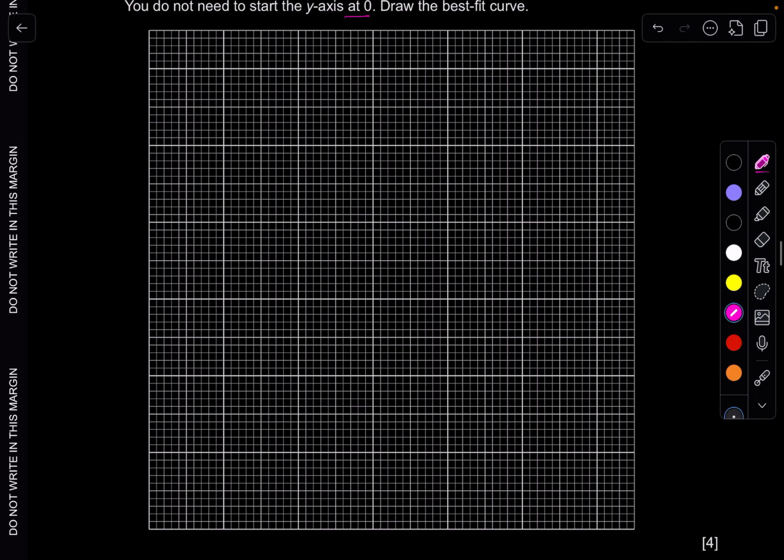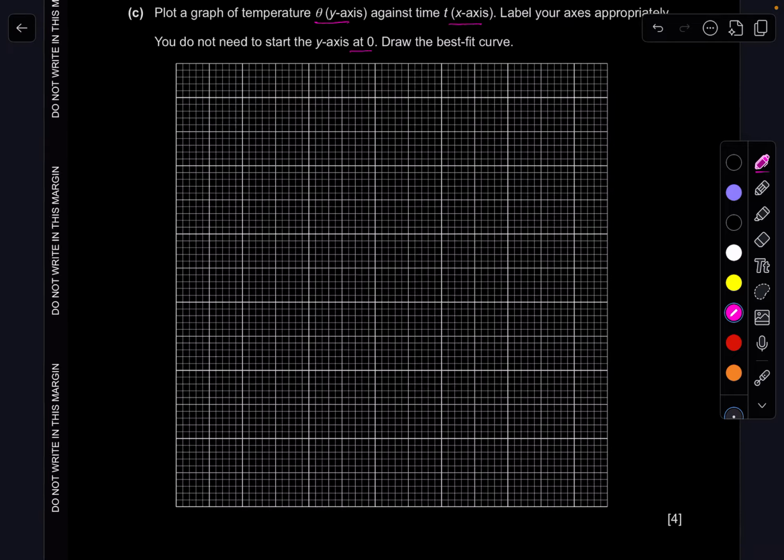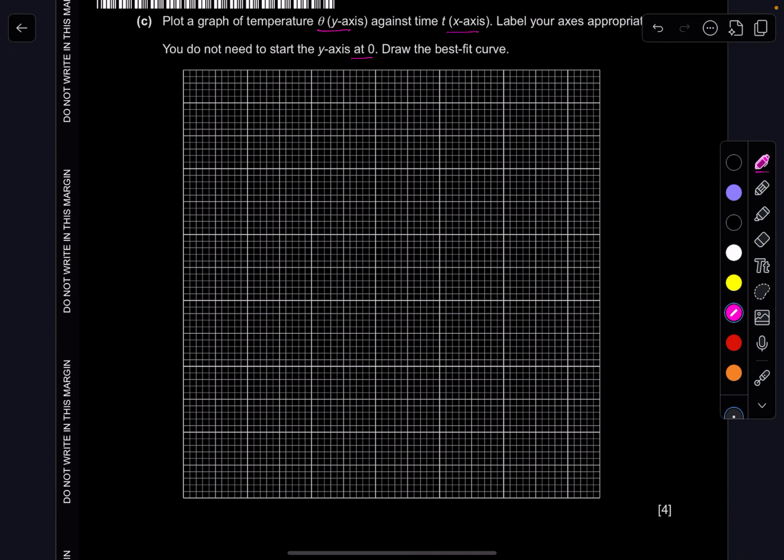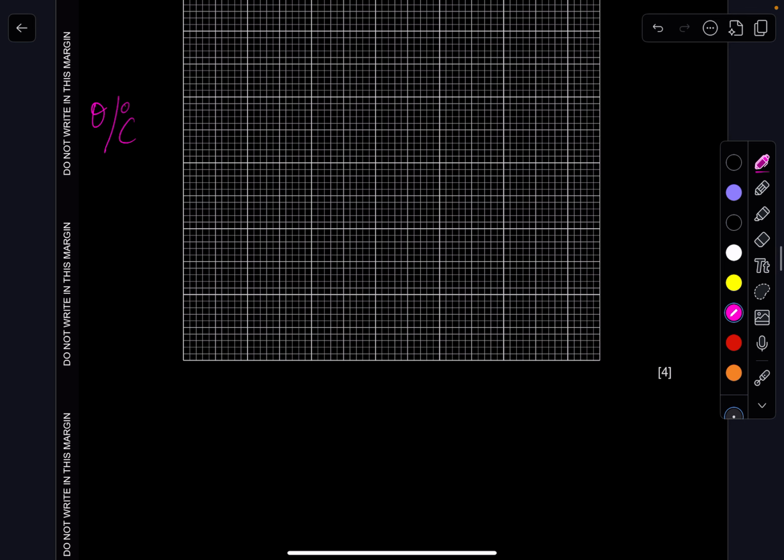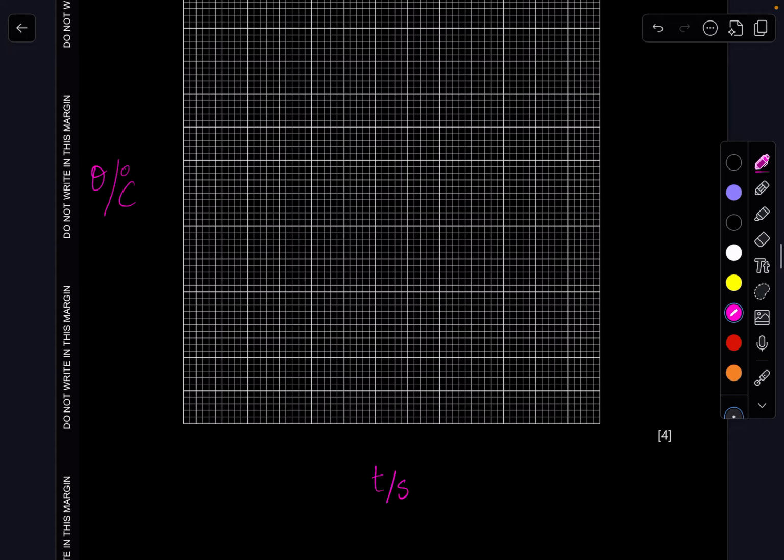So first thing, the labeling of the axes. So y-axis is theta, theta slash degrees Celsius, and for x-axis it is time slash second. Okay, this is for the 1 mark. Correct labeling will give you the 1 mark, right?